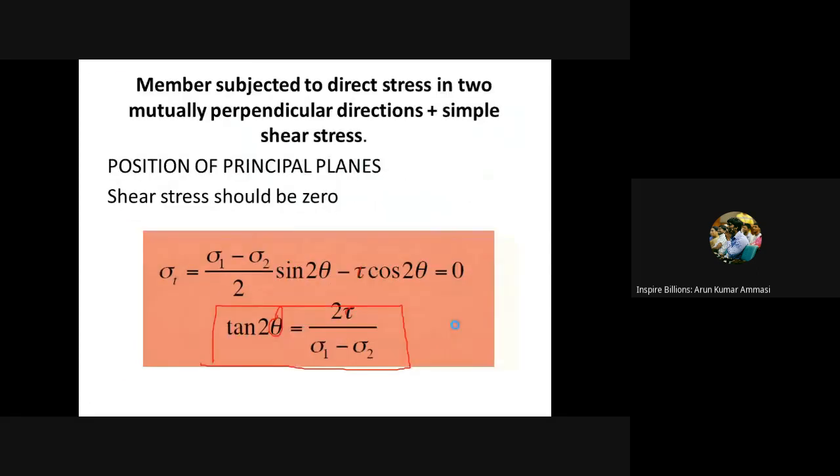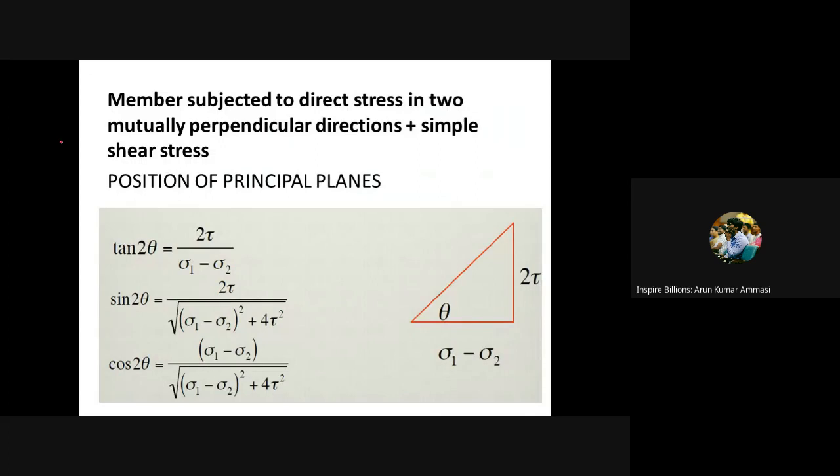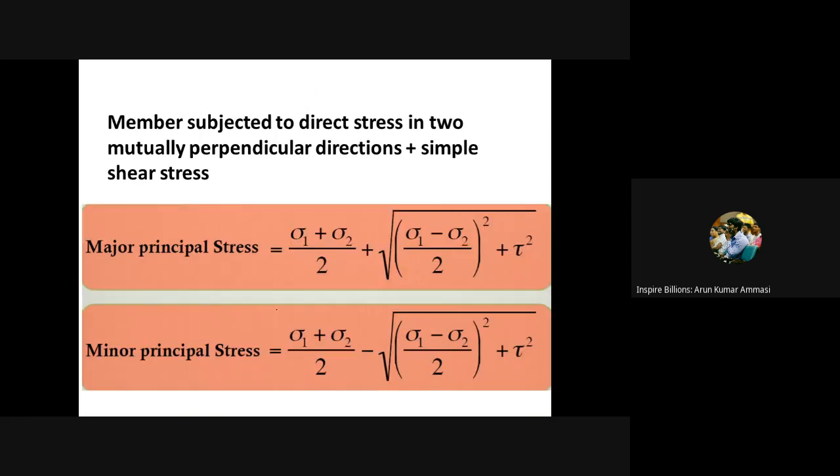Alright. In those cases, the value of the angle of the oblique plane can be calculated using this relationship: tan 2 theta, sin 2 theta and cos 2 theta. And from this, we can also calculate the value of major principal stress and minor principal stress. Major principal stress will have a positive value, and minor principal stress will be substituted with a negative value.